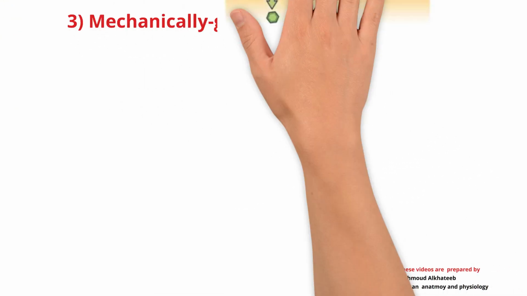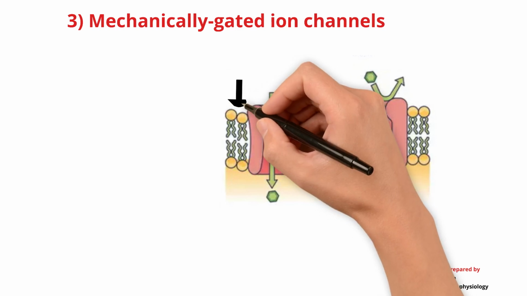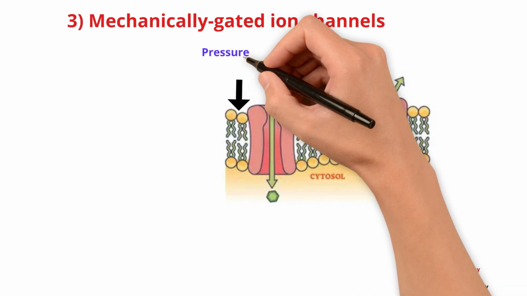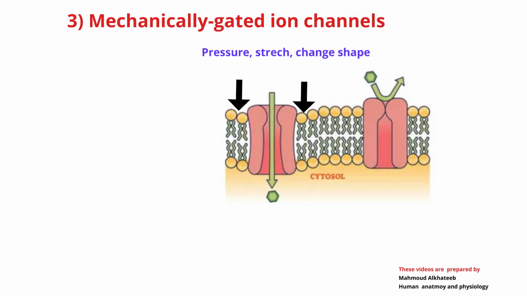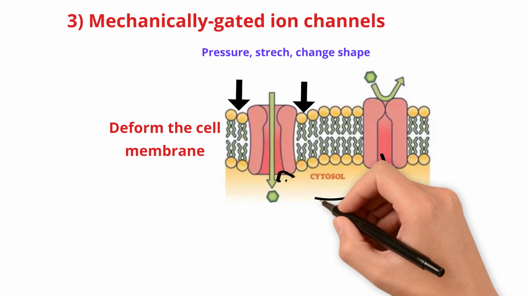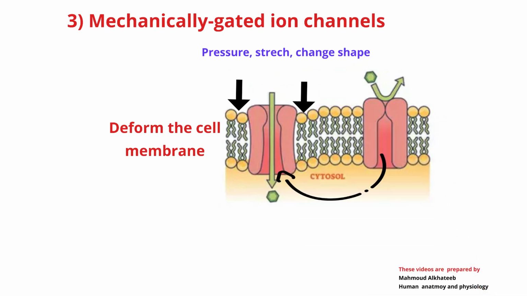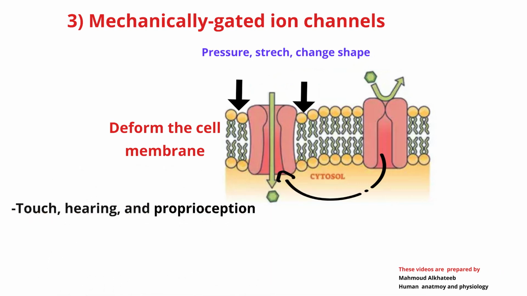Then, we have mechanically gated ion channels. As the name suggests, these channels open or close in response to mechanical forces, such as pressure, stretch, or changes in cell shape. These mechanical forces cause physical deformation of the membrane, which then opens the channels. Mechanically gated channels are critical in processes like touch, hearing, and proprioception, allowing the body to respond to external stimuli like sound waves or pressure.